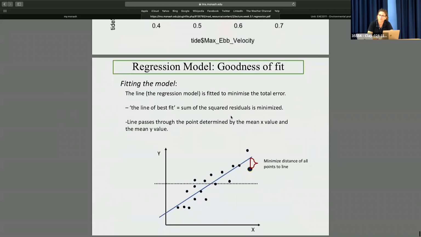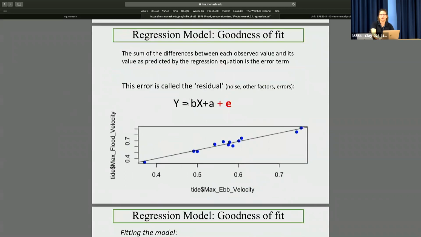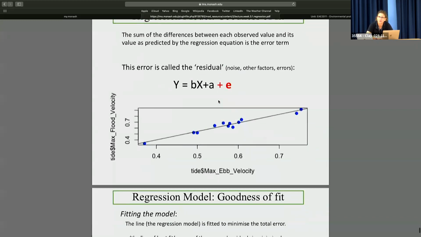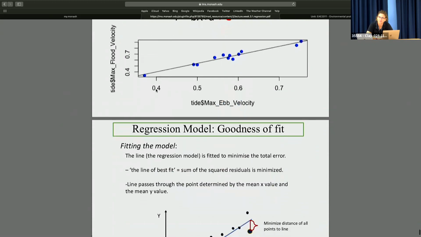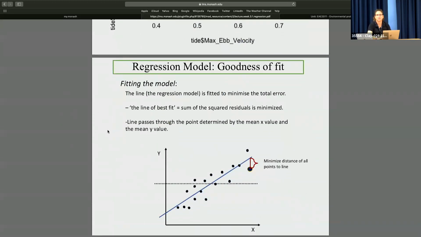So when I fit the model, when the computer fits the model, what it's trying to do is minimize this error. Say I've put that line over here, you'll clearly see there's a big error in fitting the line. So what I'm trying to do is create the line of best fit. So how does fitting the line work? It's done in a way to minimize the total error. We have a line of best fit, and what that means is that when I've fit it to my data, the sum of the squared residuals is minimized, is the least it can be.